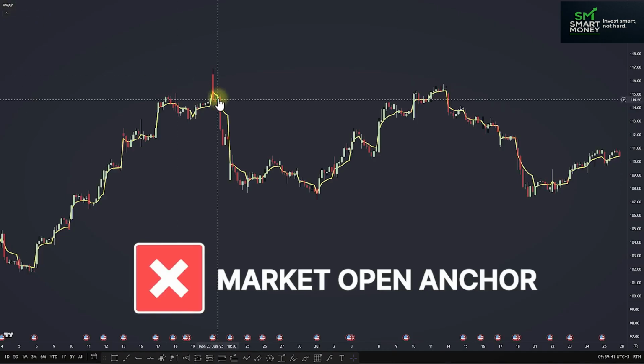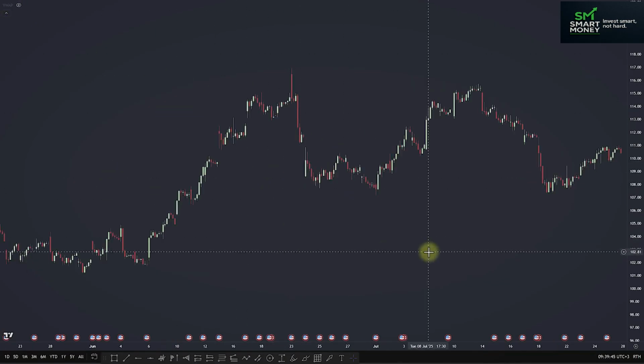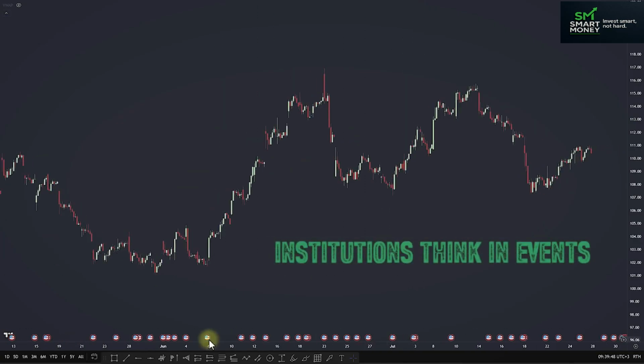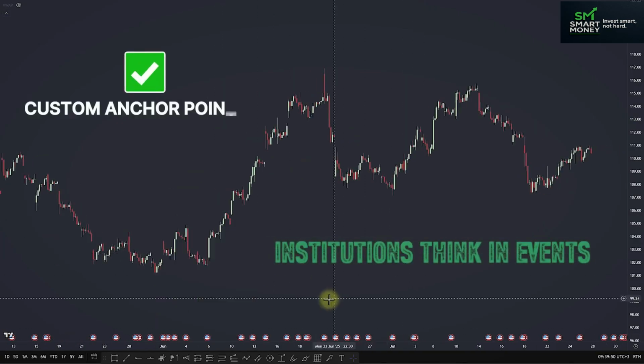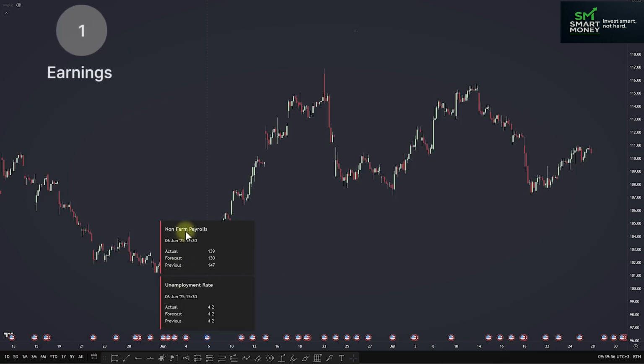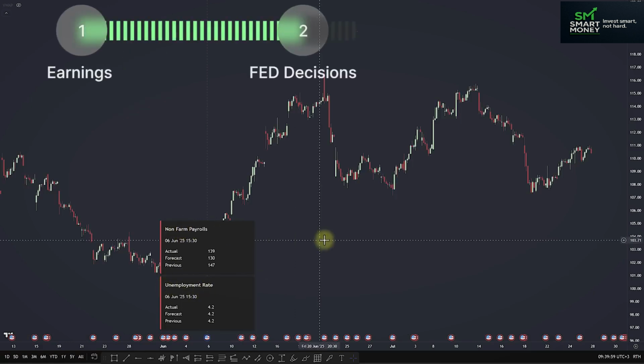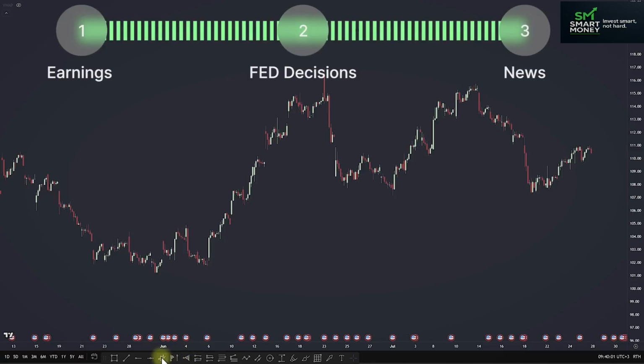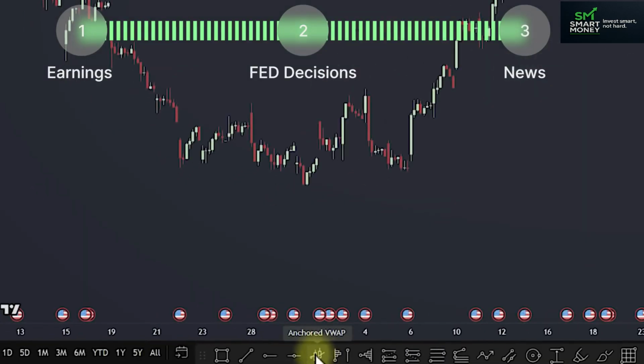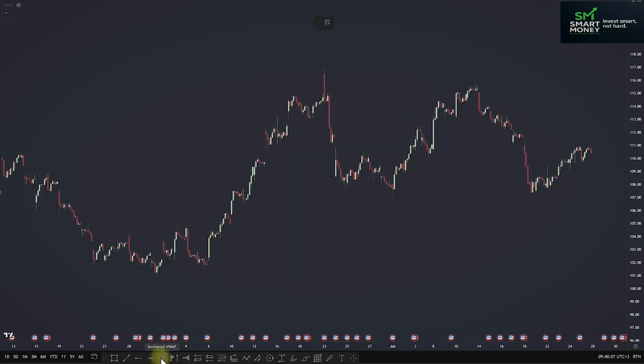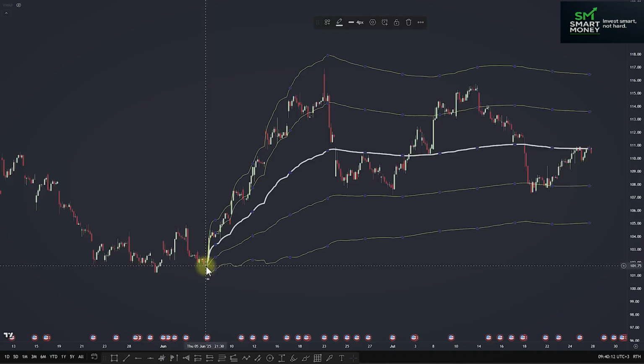Session VWAP resets every day at market open. But institutions don't think in daily sessions. They think in events. What you really want is custom anchor points. VWAP anchored to major events, earnings announcements, Fed meetings, company keynotes. These create much more powerful levels than random daily resets. The result is that you start seeing VWAP levels that institutions actually respect.